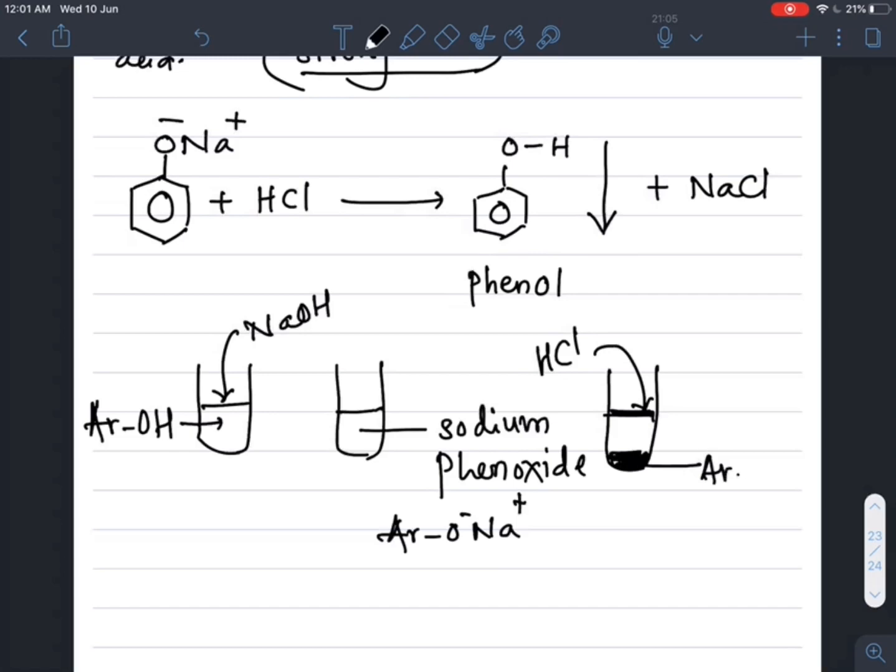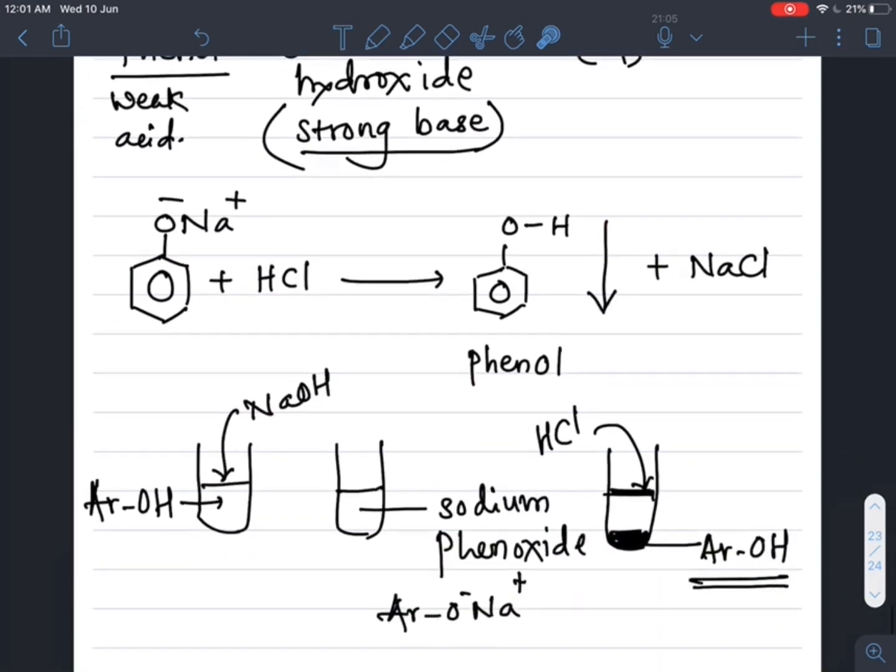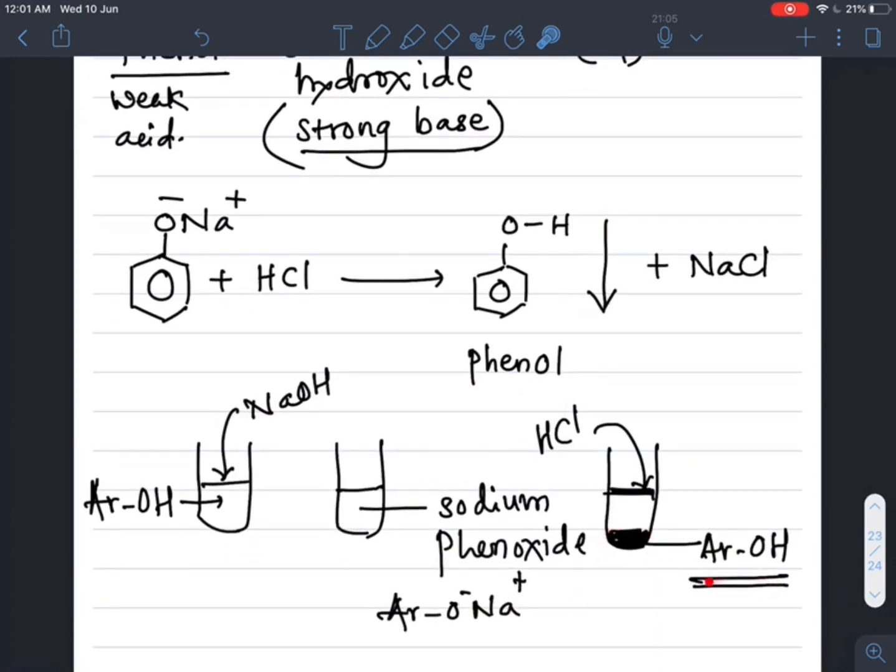So ArOH is formed, and we can identify the presence of phenol due to its precipitation when it is treated with a strong base. First it is treated with a strong base, it forms its salt, that is sodium phenoxide, and further treated with a strong acid, finally it forms a precipitate, that is ArOH, phenol, which gets precipitated. So we can identify the presence of phenol.